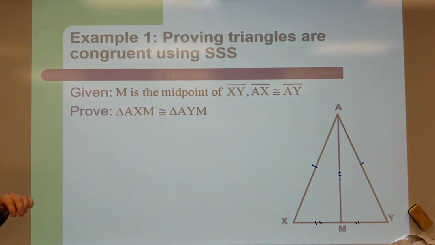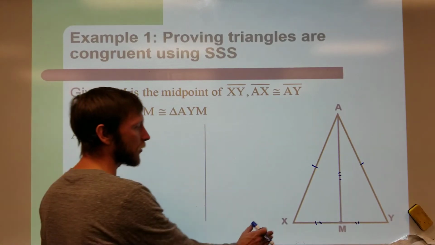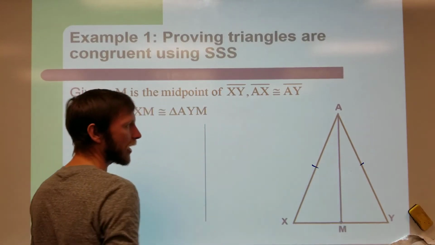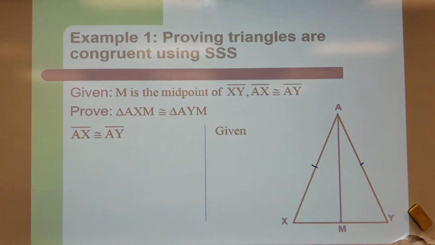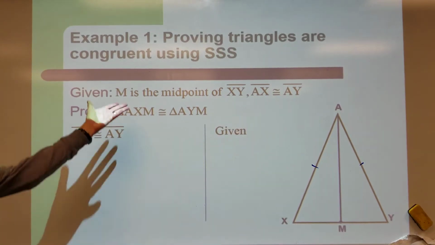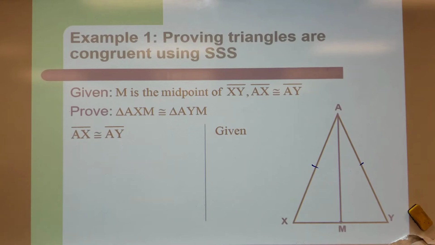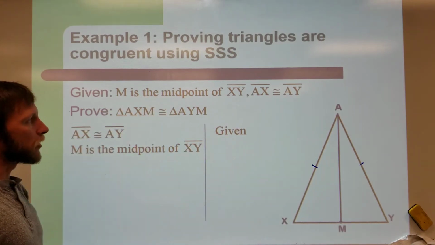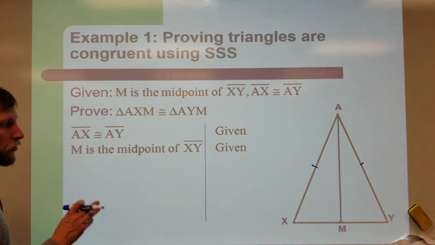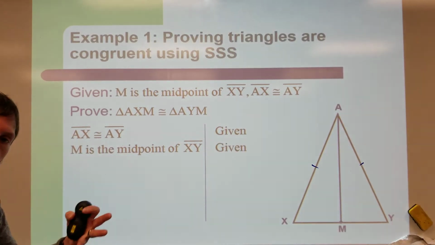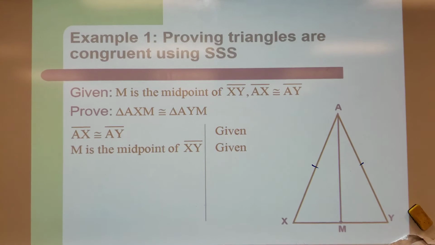But here goes. I'm going to show that these triangles are congruent by stating what's given to me, that segment AX is congruent to segment AY. All right? Segment AX and segment AY are congruent. That's given information. Thank you for giving me that information. Next, I'm going to recite the information that M is the midpoint of segment XY. That is also given information. We don't always have to put the givens first, but sometimes it is useful.